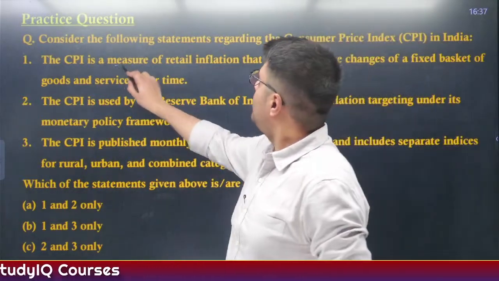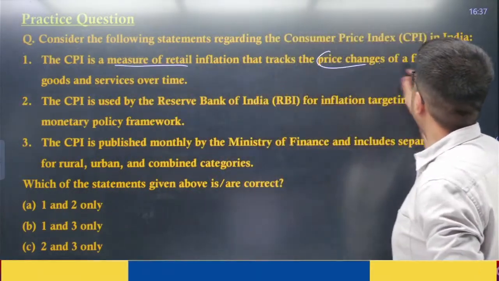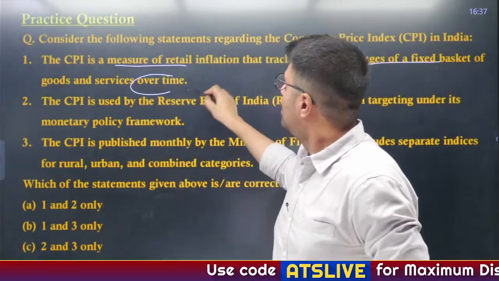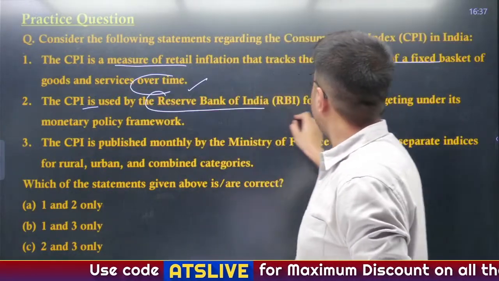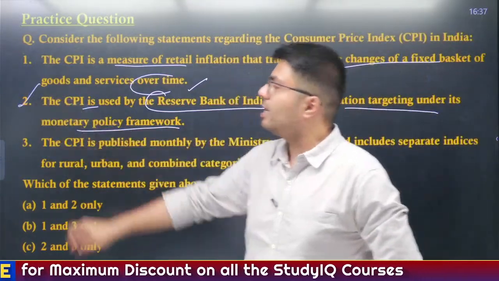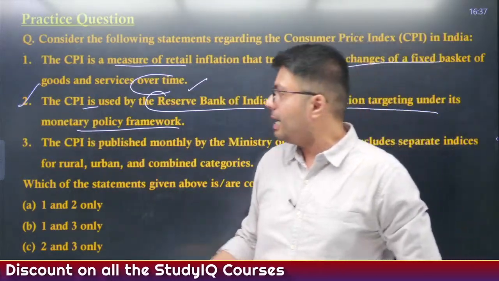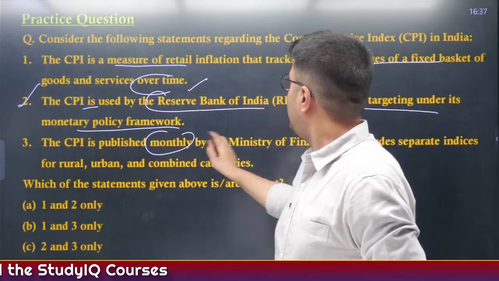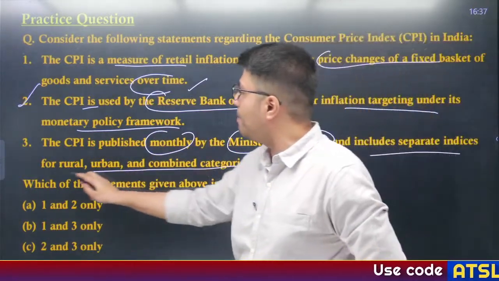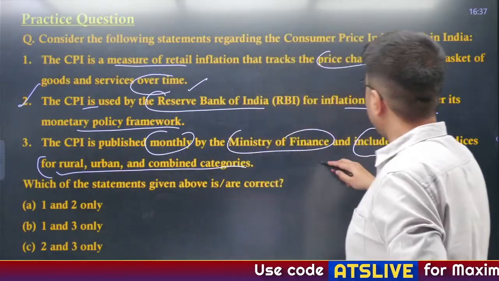Well, CPI is a measure of retail inflation that tracks price changes of a fixed basket of goods and services over time. This is correct. CPI is used by the RBI for inflation targeting under its monetary policy framework. Yes, this is correct. I have already told you this multiple times. And CPI is published monthly by the Ministry of Finance, and it includes separate indices for rural, urban and combined categories. Well, the second part of the statement is correct.